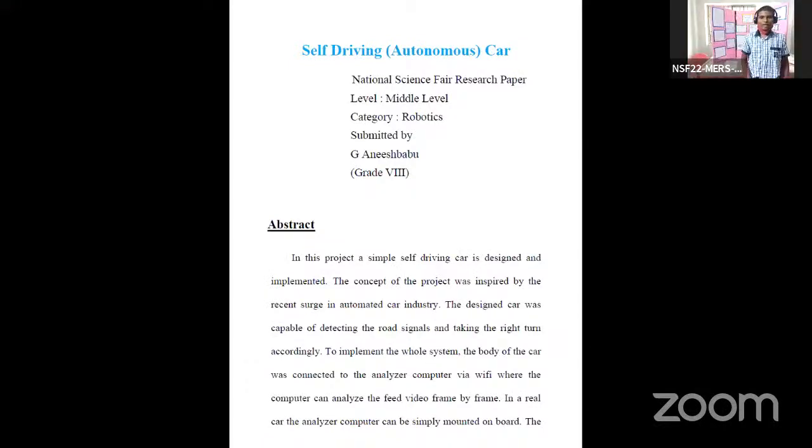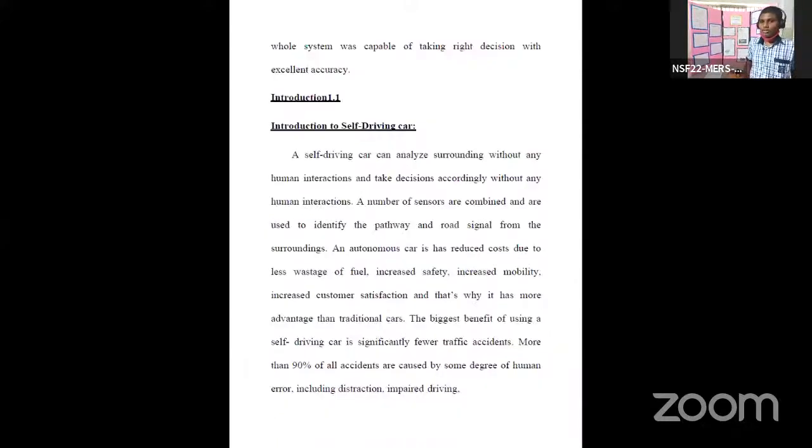Good morning, everyone. I'm Anish Babu. Now I'm going to explain my project, which is a self-driving car. Abstract: In this project, a simple self-driving car is designed and implemented. The concept was inspired by the recent surge in the automated car industry. The designed car was capable of detecting road signals and taking the right turn accordingly. To implement the whole system, the body of the car was connected to the analyzer computer via Wi-Fi, where the computer can analyze the video feed frame by frame. In a real car, the analyzer computer can be simply mounted on board. The whole system was capable of taking the right decision with excellent accuracy.